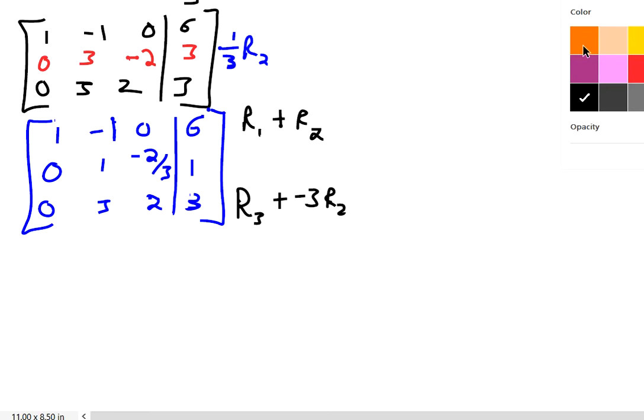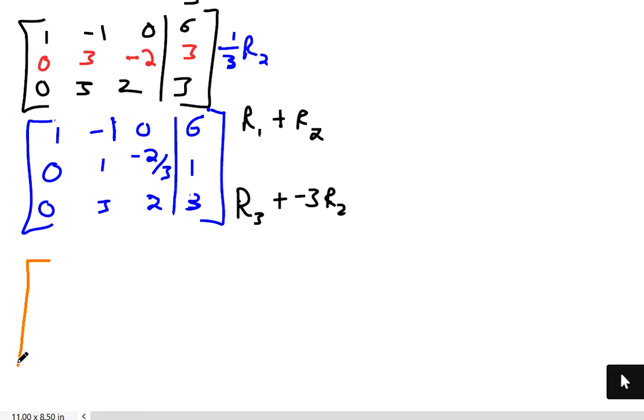And in case you're feeling worn out, we're almost to the end here, okay? So this row 1 is changing. I'm adding row 2 to it. So 0 plus 1 makes 1. 1 plus negative 1 makes 0. Negative 2/3 plus 0 makes negative 2/3. And then 1 plus 6 makes 7. Row 2 is not changing.